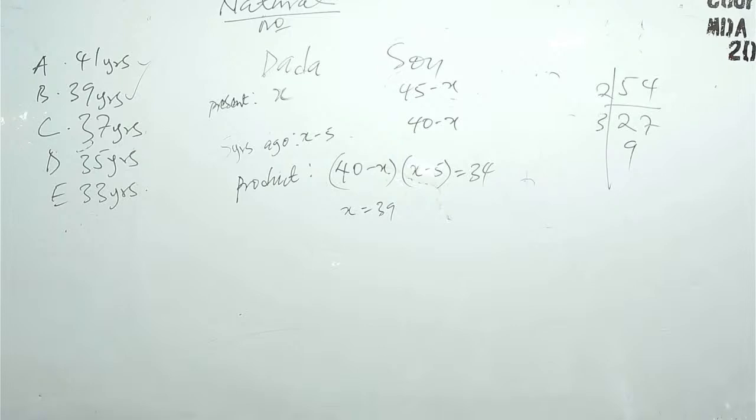What is the next one? 40 minus 39. Then 39 minus 5. 1 times 34. Is it not 34? So it means X is who? 39. Is 39. So Dada is how old? 39.